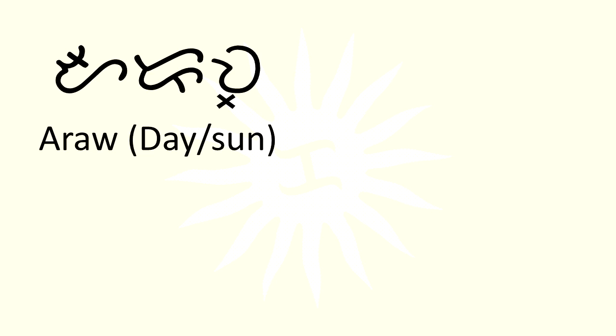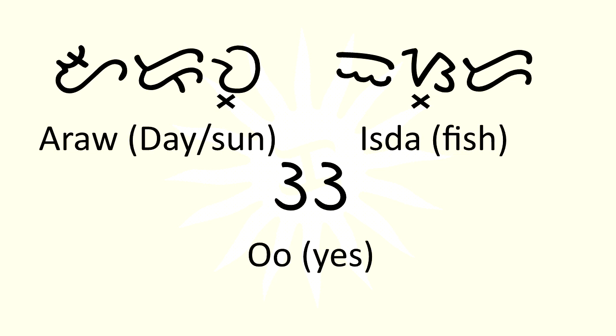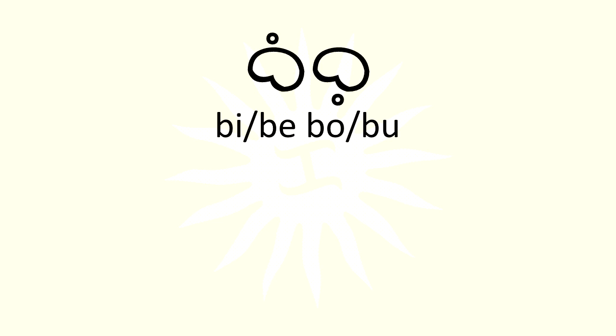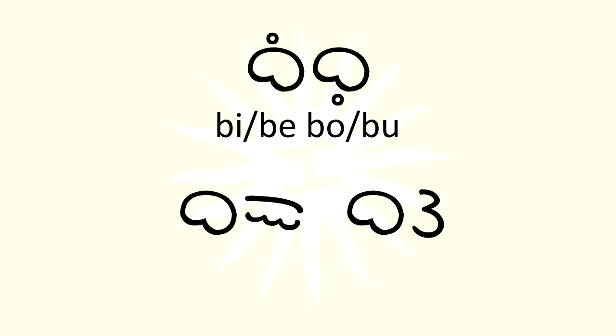For standalone vowel sounds or syllables that start with a vowel, that's where our vowel characters come in. For example, araw, isda, and oo. Never, however, confuse this with the kudlits, which are used for modifying the vowel sound of a syllable, while these form all new syllables. Punctuation is simple.